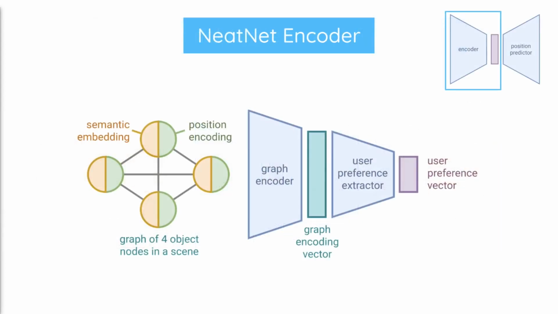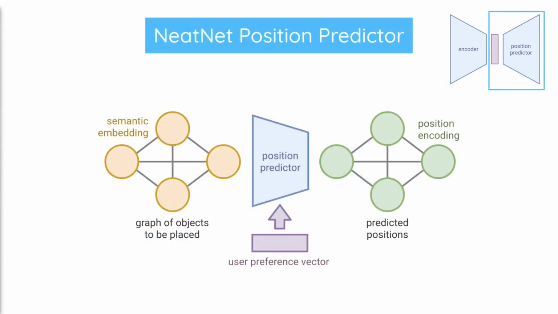Here is the architecture of the encoder. The input is an example scene arranged by the user, represented as a fully connected graph. Since each scene can have a variable number of objects, we use graph attention layers to encode the scene and extract the user's preferences. The position predictor acts as the decoder. This time, the input is a graph of the objects for which we want to predict positions, combined with the user preference vector. Graph attention layers are used to predict a tidy position for each object.